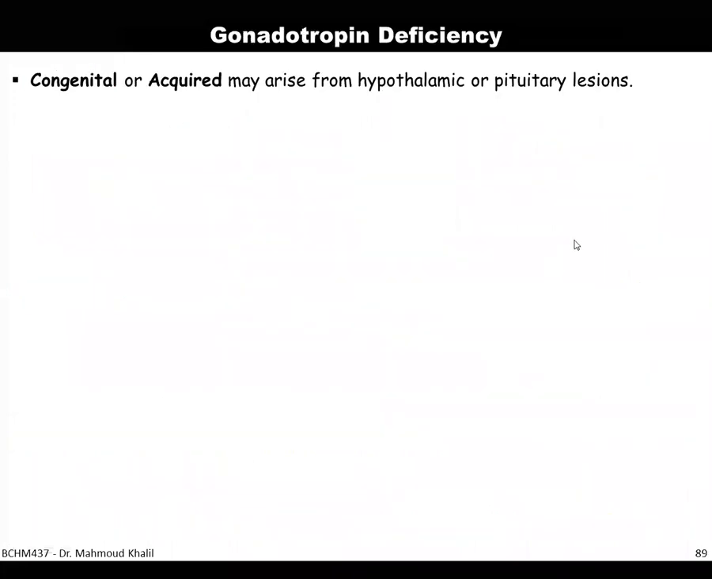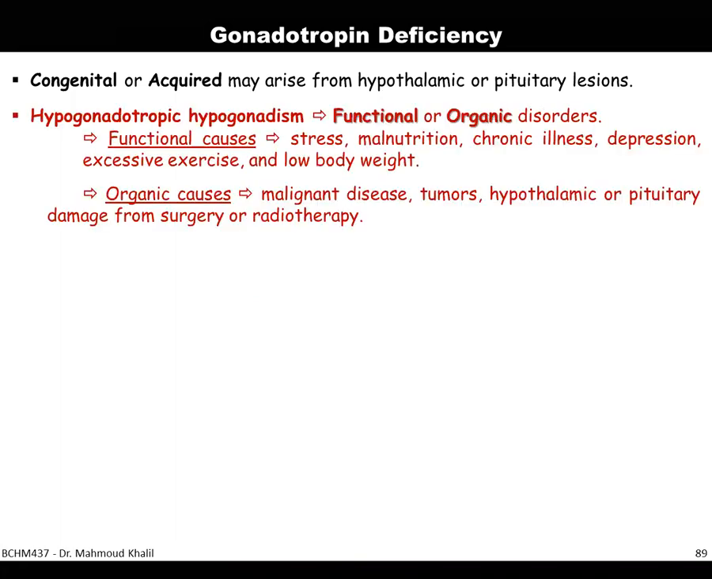So what about gonadotropin deficiency? This deficiency can result from congenital or acquired causes. These may arise from either hypothalamic or pituitary lesions. Hypogonadotropic hypogonadism can be the result of a functional disorder or an organic disorder. The functional cause is due to stress, malnutrition, chronic illness, depression, excessive exercise, and low body weight, while the organic cause may be due to malignant disease, tumors, or hypothalamic or pituitary damage from surgery or radiotherapy.